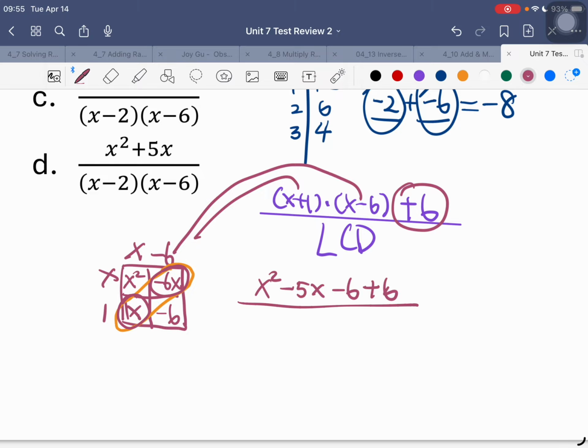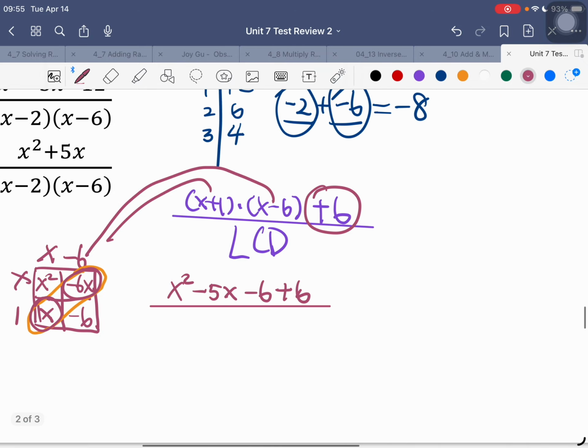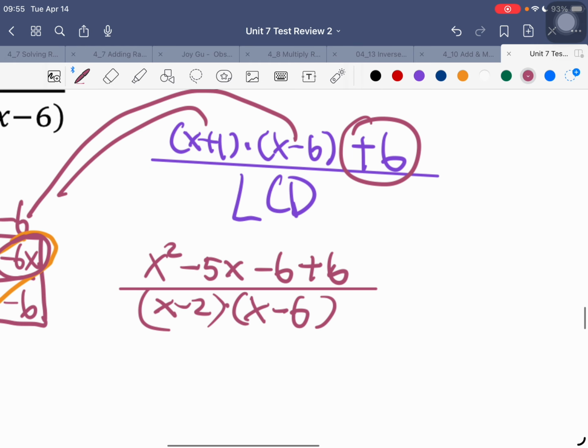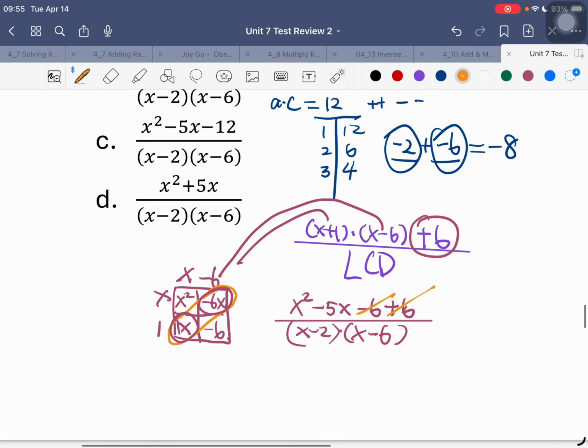Okay, so what was the LCD? X minus 2 times x minus 6. Is there anything I can cancel out? Yes, -6 and 6. And what is left is your answer.